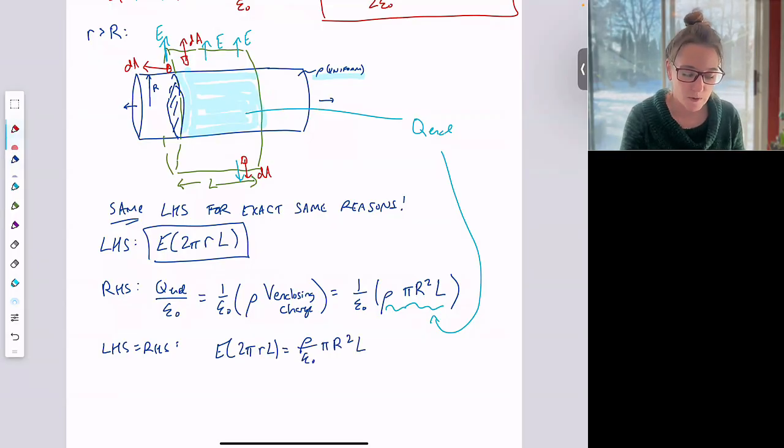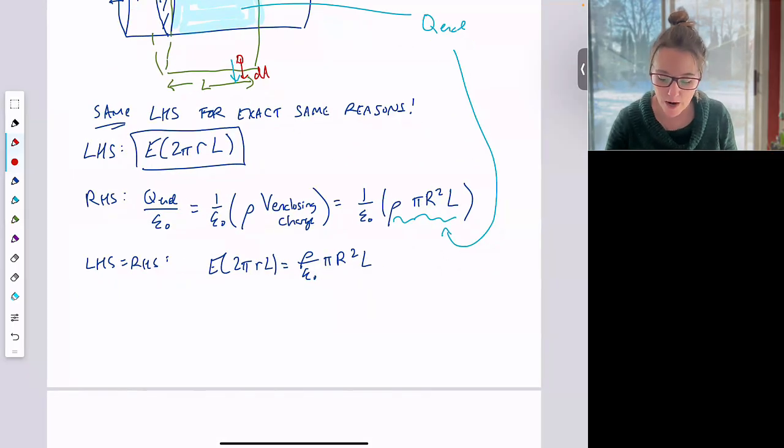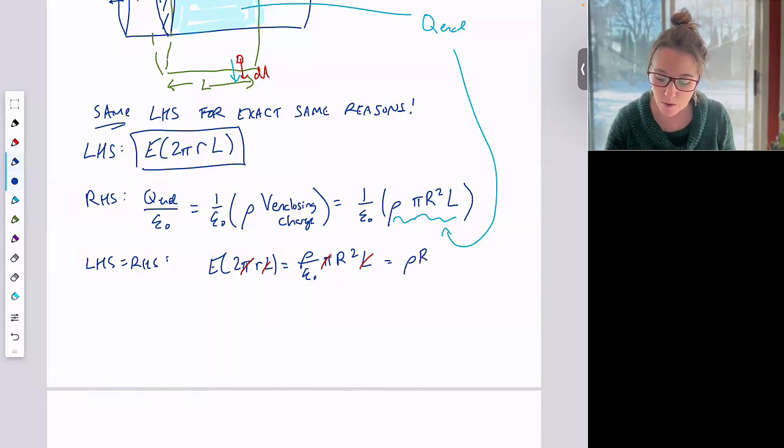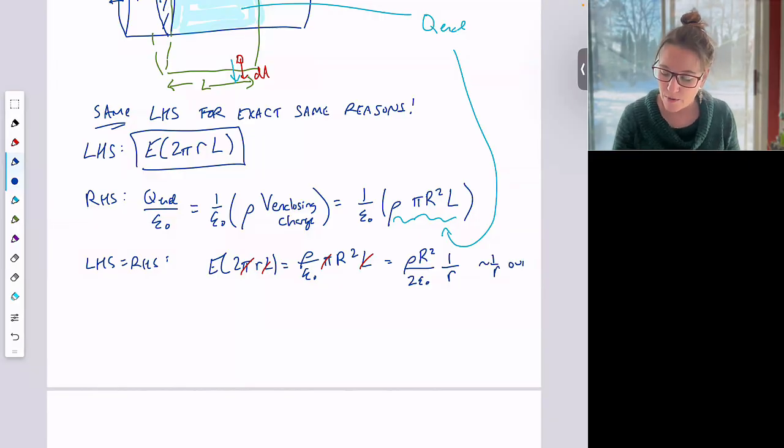I can do the same thing I did prior, where I mark what's going to cancel. So my pi's and my L's now go away, and I end up with rho times capital R squared over 2 epsilon naught times 1 over r. So this goes as 1 over r outside of this.